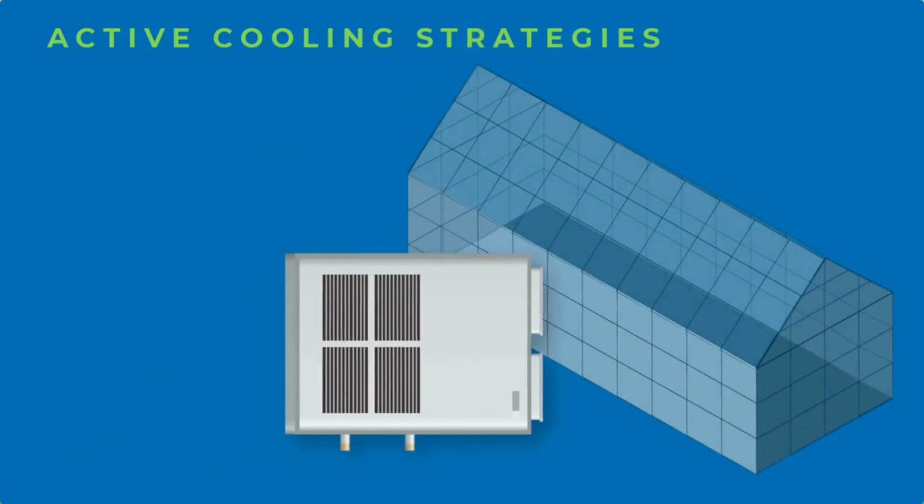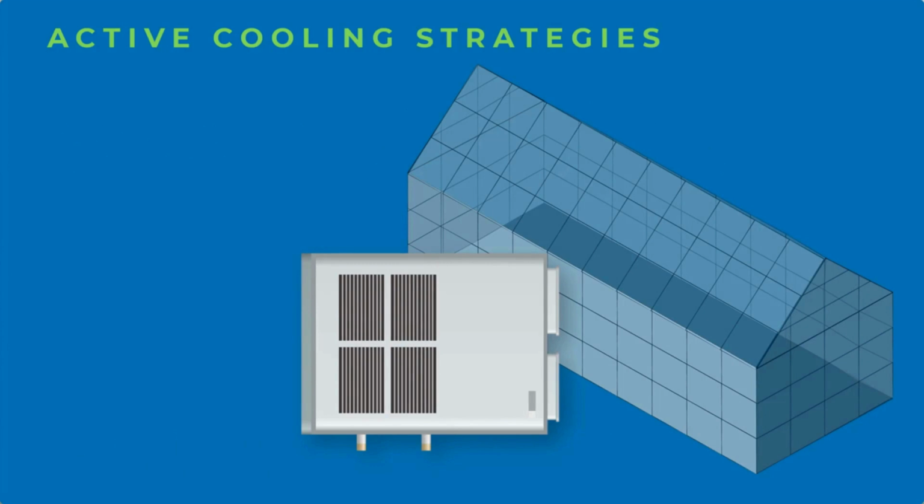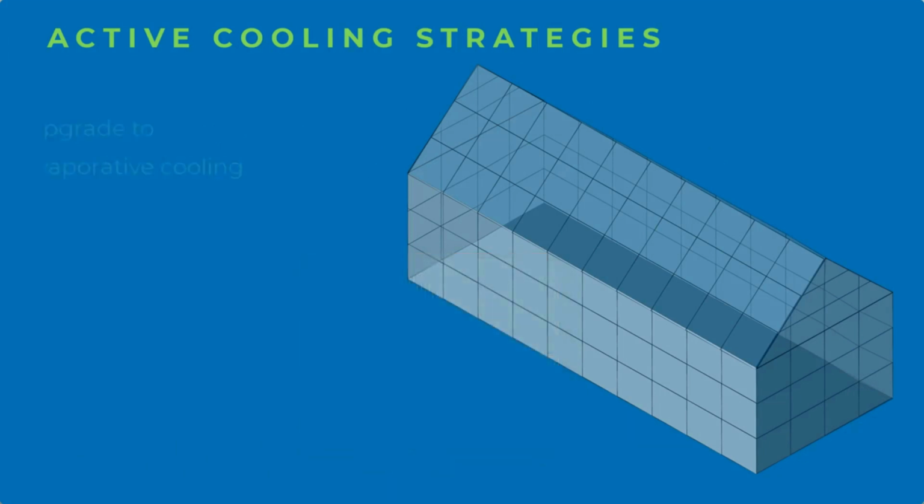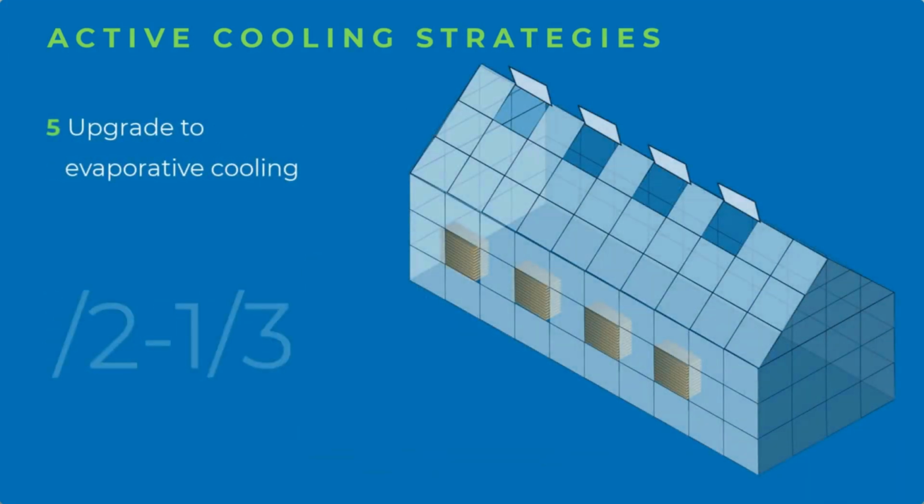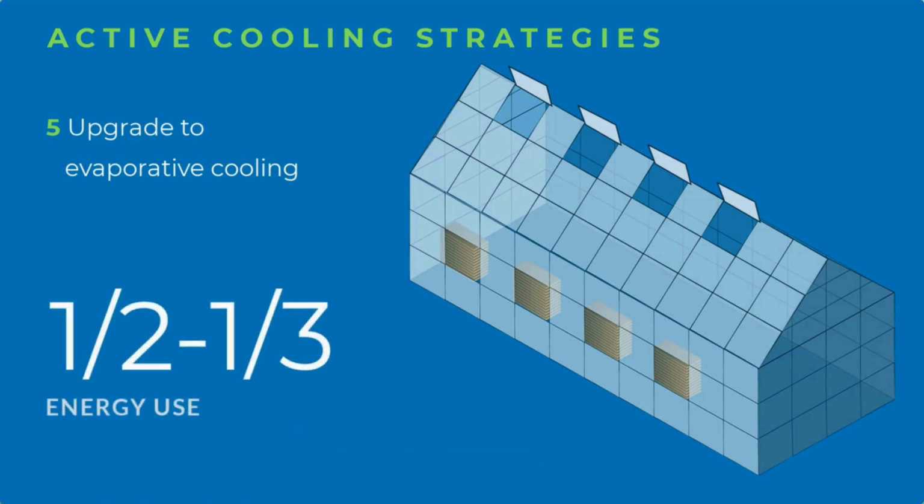Cooling with an air conditioner or a heat pump is uncommon outside of controlled environment applications, but if you are using this equipment in your greenhouse, consider upgrading to evaporative cooling, as it uses half to a third of the amount of energy as an air conditioner.